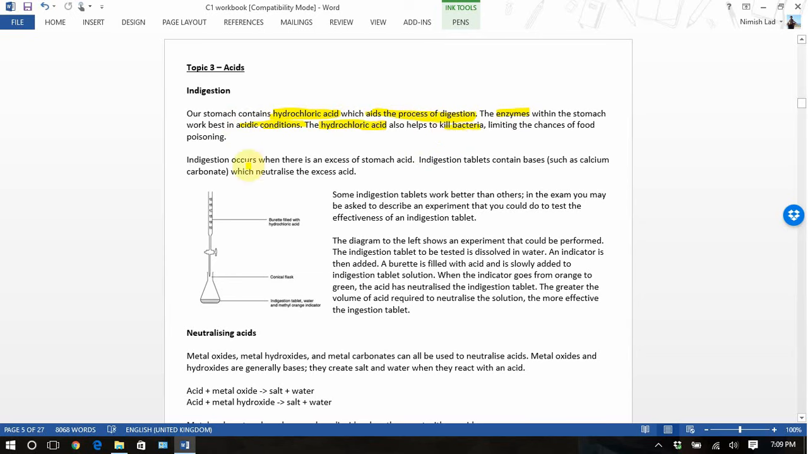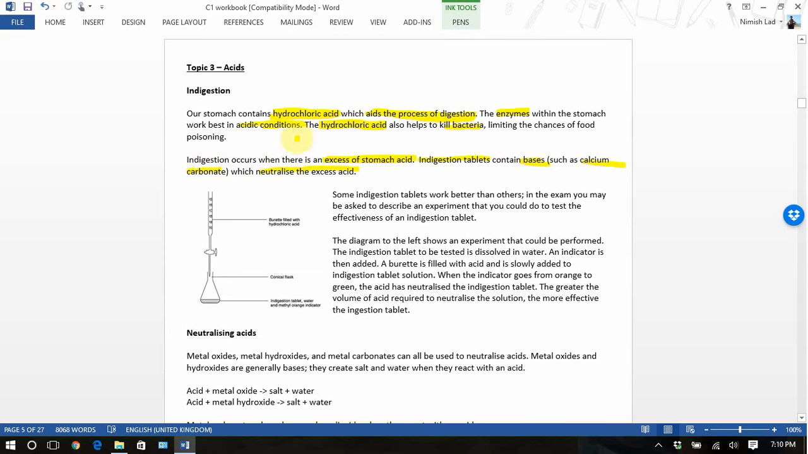So sometimes you have an excess of stomach acid. That means you have too much. So to remove that, use indigestion tablets because they contain bases such as calcium carbonate, i.e. limestone, which neutralise the excess acid.